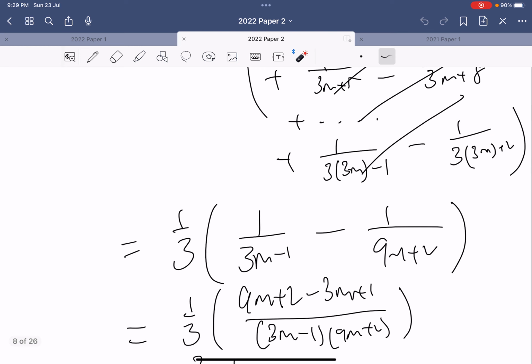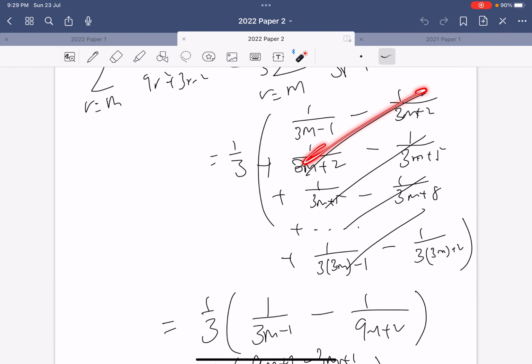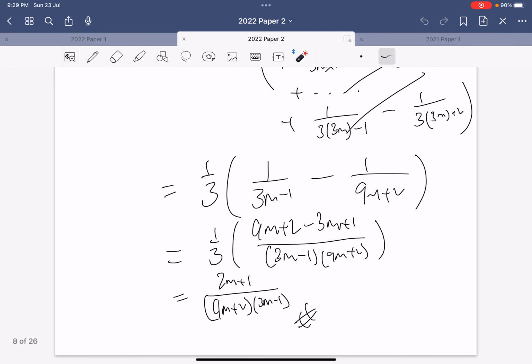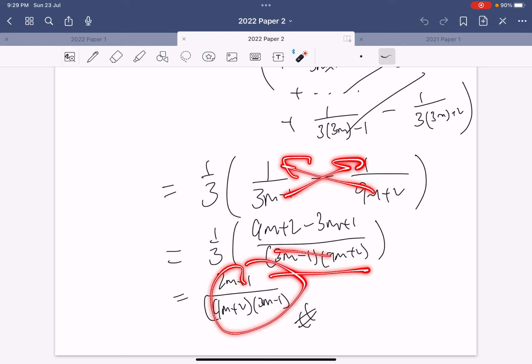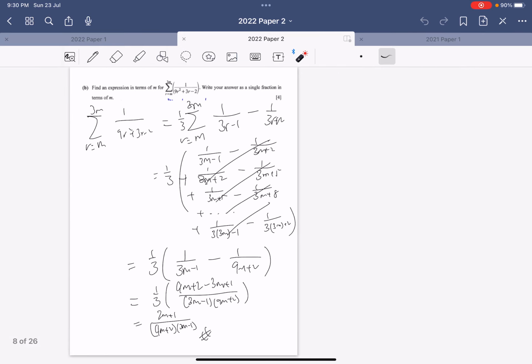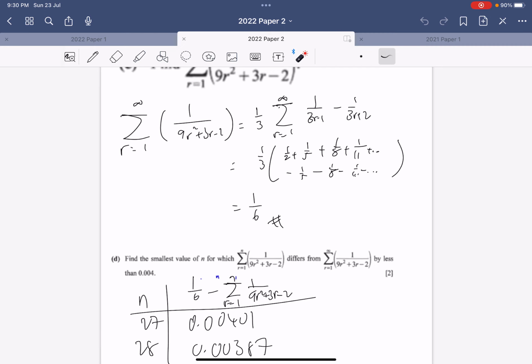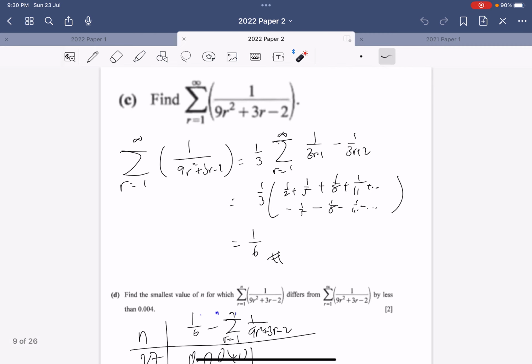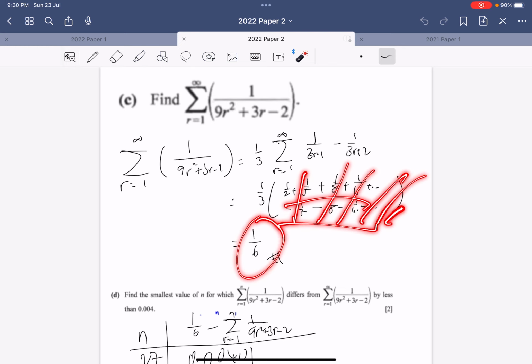And as such, it will be 1 over 3m minus 1 minus 1 over 9m plus 2. So this is known as the method of difference. And once you have this, you just need to cross multiply, make it into the one denominator, and simplify. And you get 2m plus 1 over 9m plus 2 times 3m minus 1. And to find the 1 to infinity, well, you do the same thing and you just write it out, and then you see how to cancel it, and you should get 1 over 6.